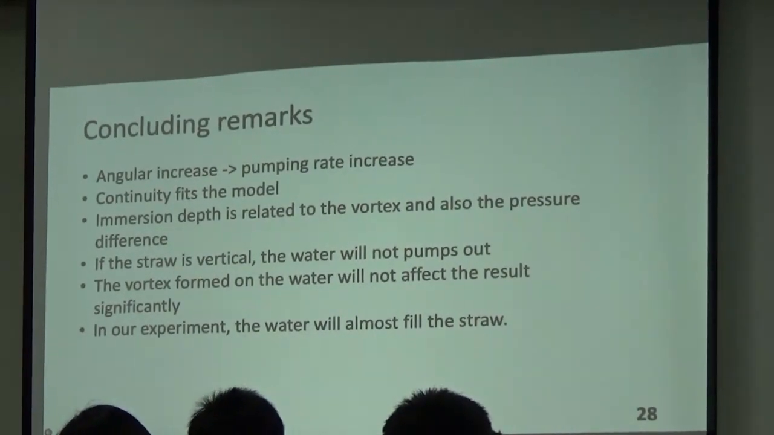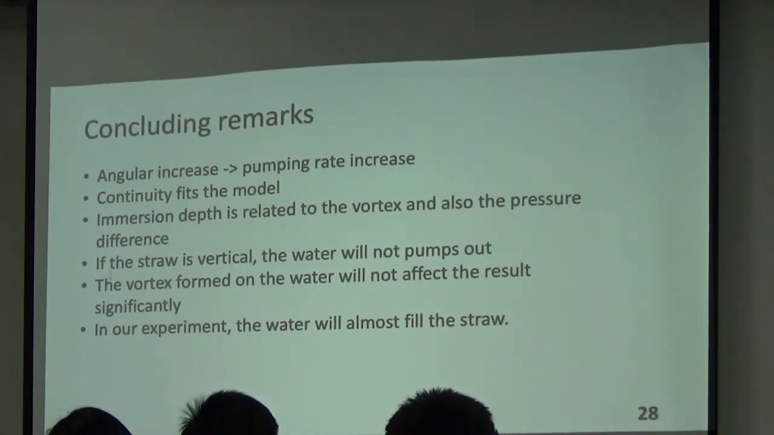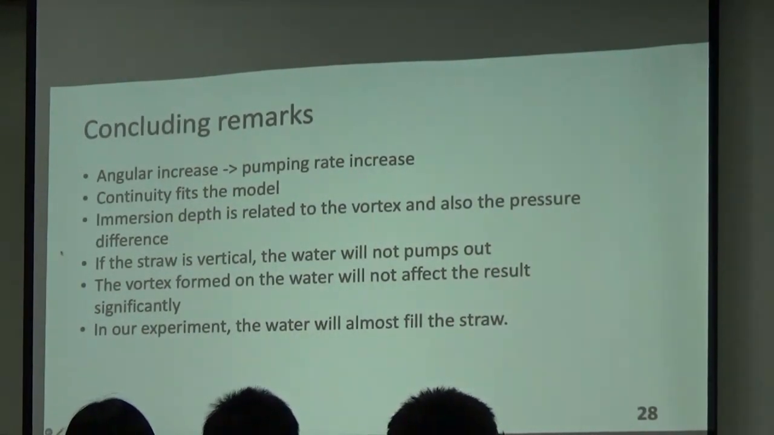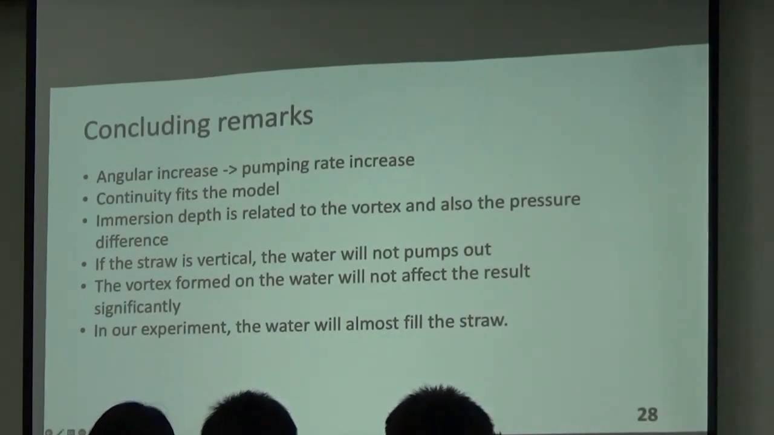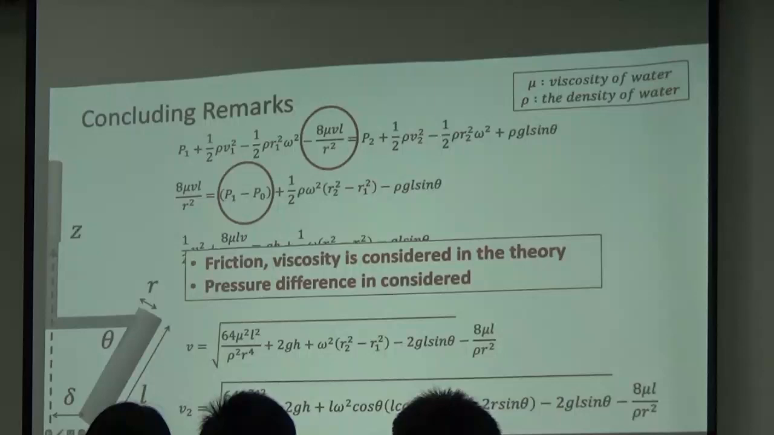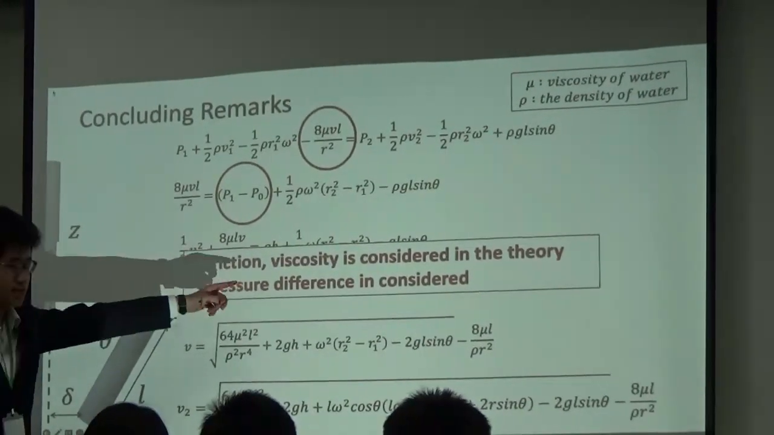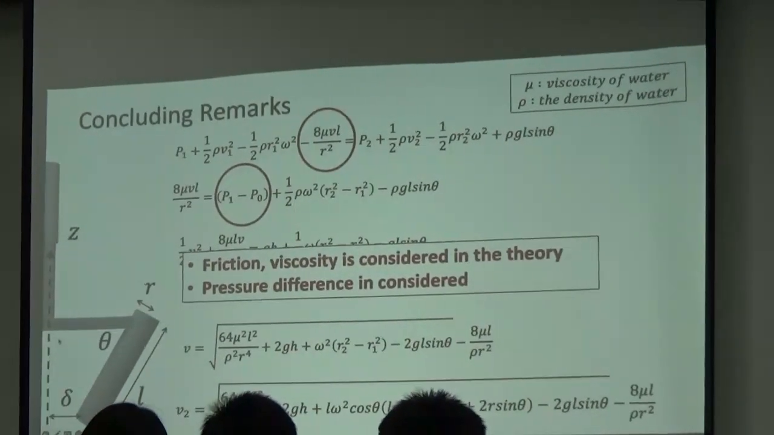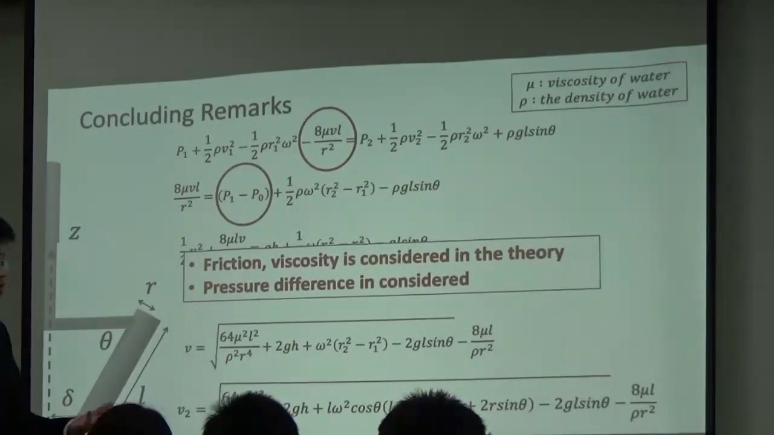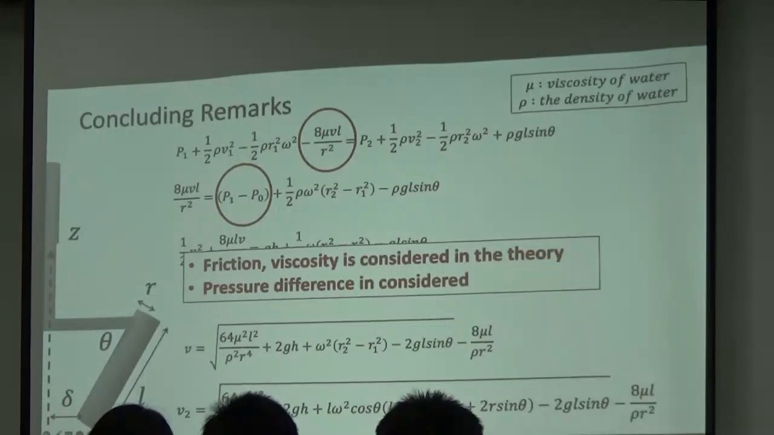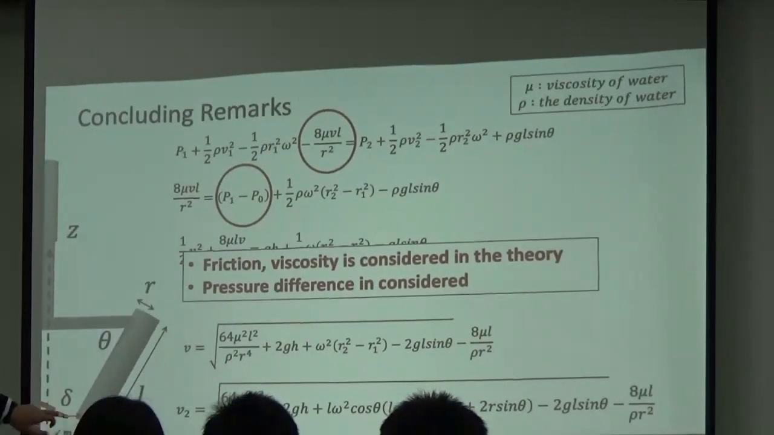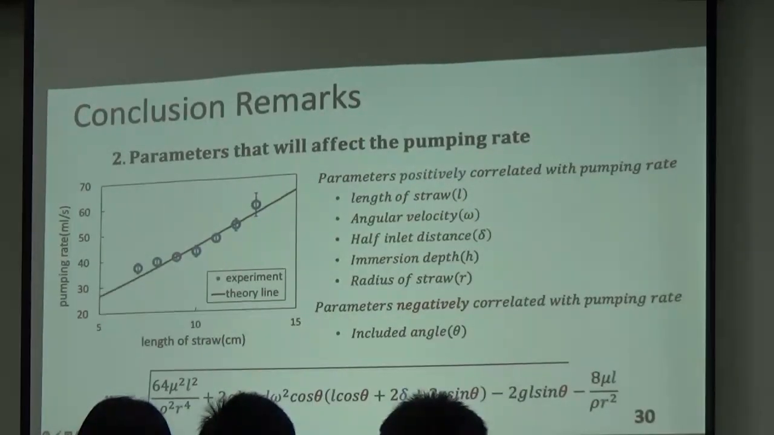And then in our experiments, for the 6 parameters, including angle, length of straw, radius of straw, we all find that the water will fill the straw. And also, we have considered the friction and viscosity in the theory, and some deviation will be considered in the theory here. And then we have a calculation of the pressure difference for the pressure here and the pressure here. And here are the parameters that will affect the pumping rate.